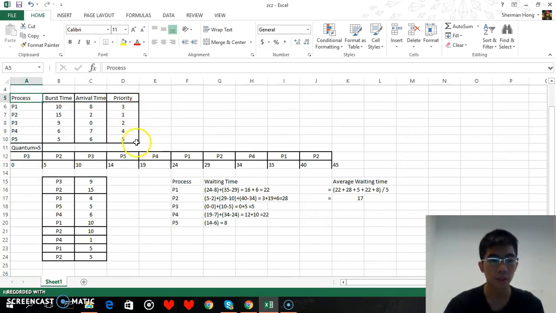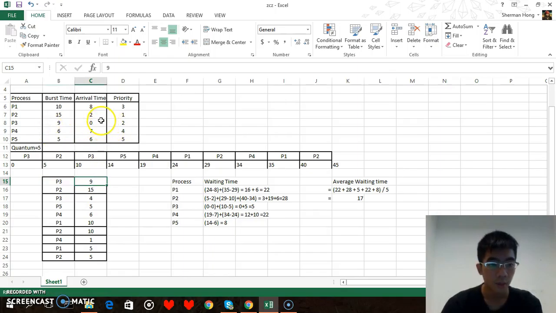Okay, so as we can see, this question has 5 processes. First thing, we have to do the quantum. You can see the quantum equals 5. So we do 0 to 5 first, then we list it out in the table accordingly. We can see P3 will come in first at the arrival time of 0, and then P2 comes at the arrival time of 2. So we list it down, P3, P2, and then this will be the burst time.